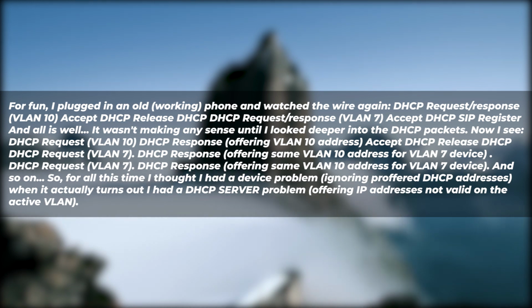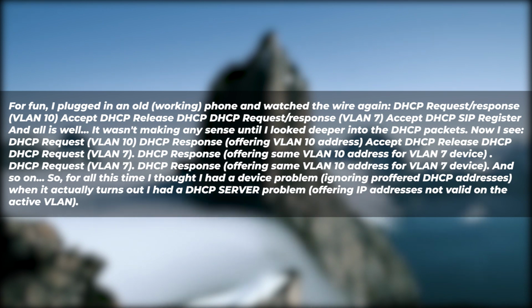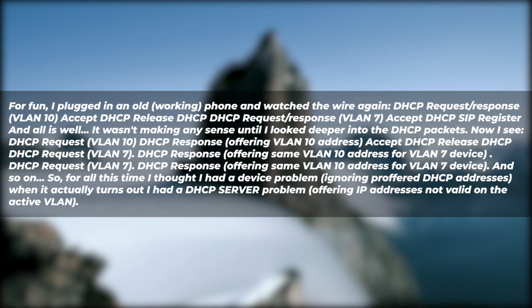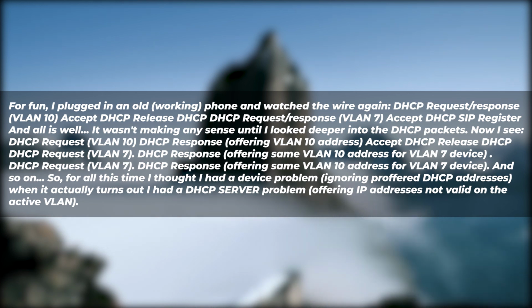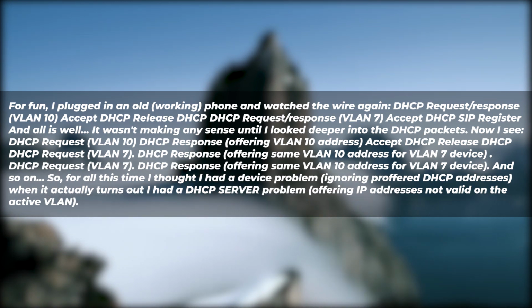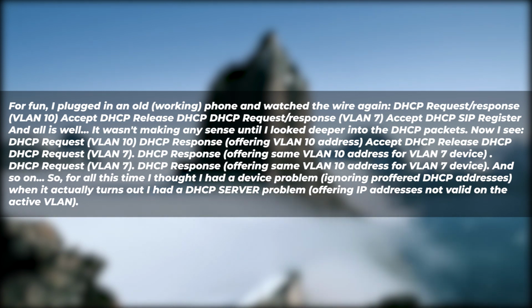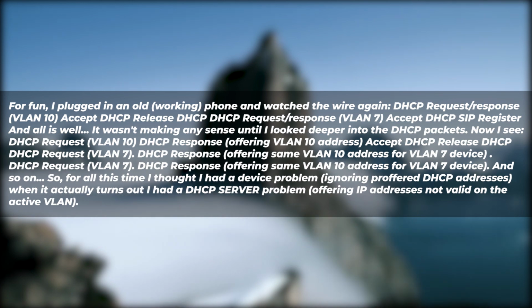It wasn't making any sense until I looked deeper into the DHCP packets. Now I see DHCP request, VLAN 10, DHCP response, offering VLAN 10 address, accept, DHCP release. DHCP request, VLAN 7, DHCP response, offering same VLAN 10 address for VLAN 7 device. DHCP request, VLAN 7, DHCP response, offering same VLAN 10 address for VLAN 7 device, and so on. So for all this time, I thought I had a device problem, ignoring proffered DHCP addresses, when it actually turns out I had a DHCP server problem, offering IP addresses not valid on the active VLAN.